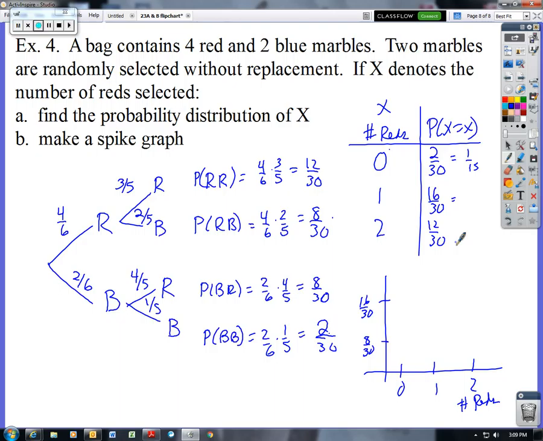So 0 was 2/30, so that's going to be up to about here. And then the next one was 16/30, so that's easy. I've got that on here. And then the last one's 12/30, so that's halfway between those. And there's the spike graph. You can put probability here. Great, so that's A and B. We are finished.